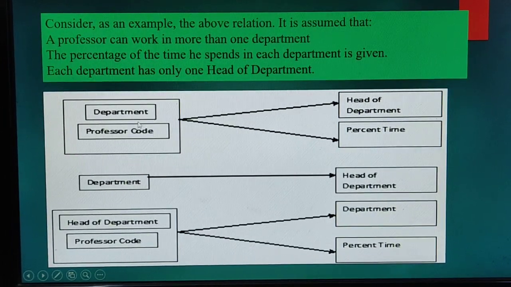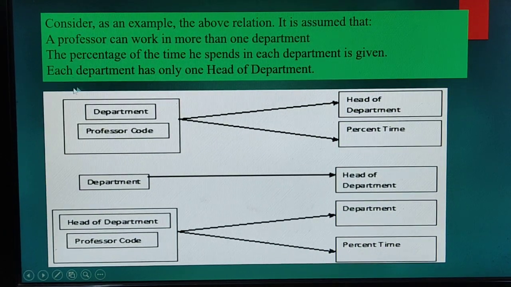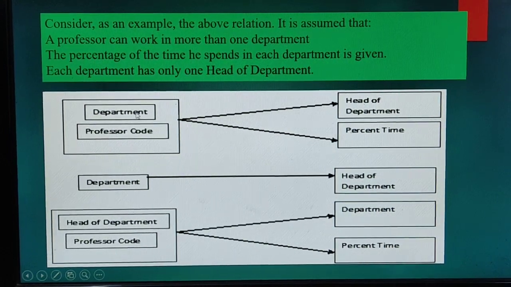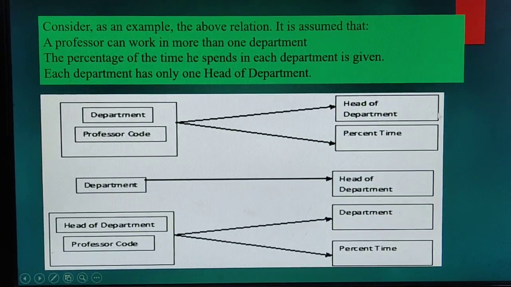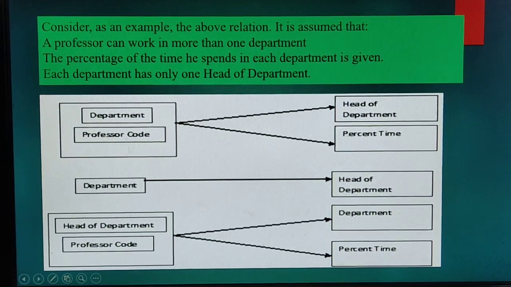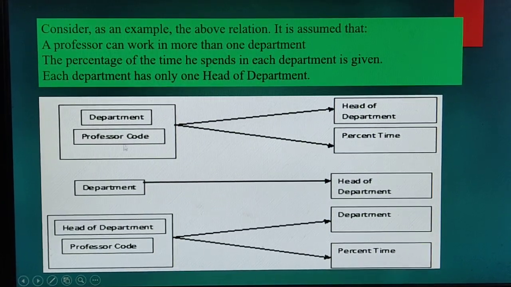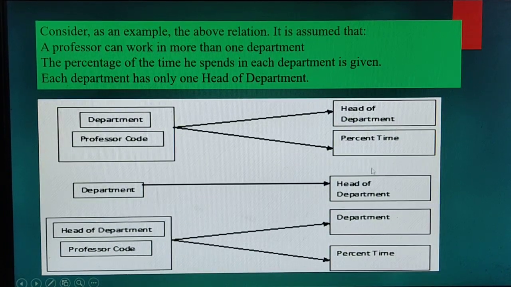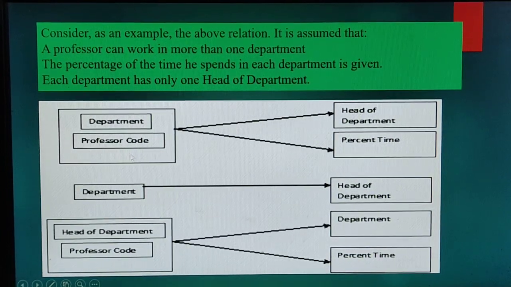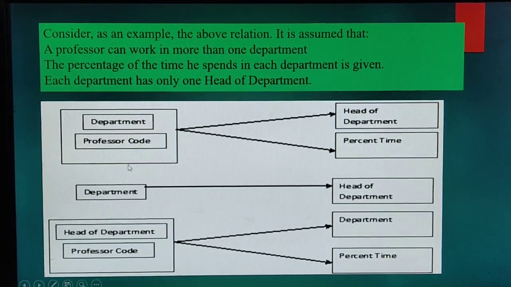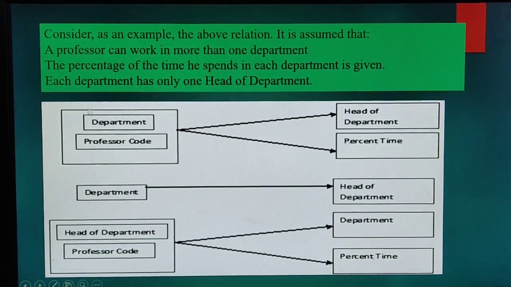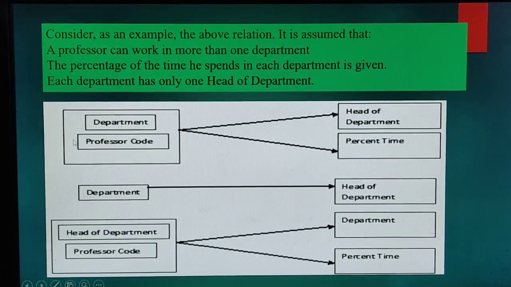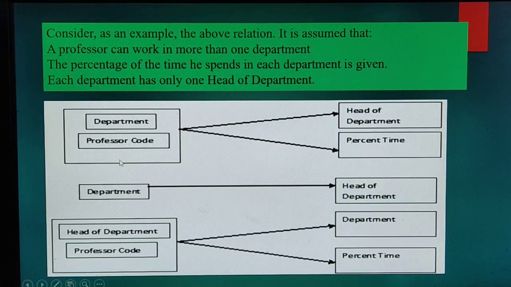to department. But here we have combined or composited these attributes, and here we have a partial dependency. Head of the department is not fully dependent on department and professor code. It is only dependent on department. Similarly, percentage of time is only dependent on professor code. It's not dependent on both of these. That's the problem. Once we make this a primary key as a composite key, both these attributes should be fully dependent on this composite key, not a single one or part of it.